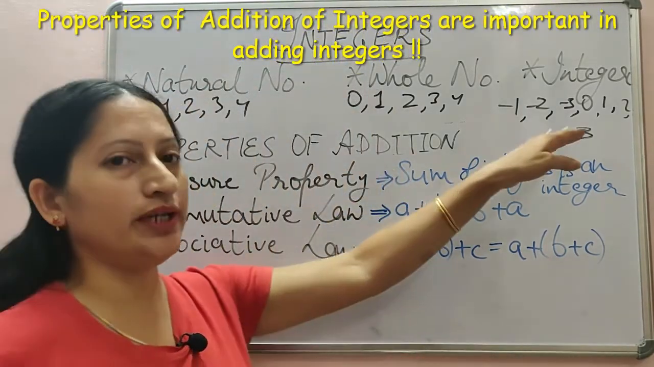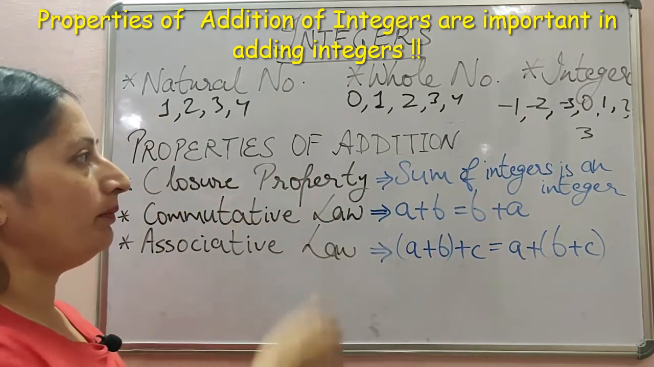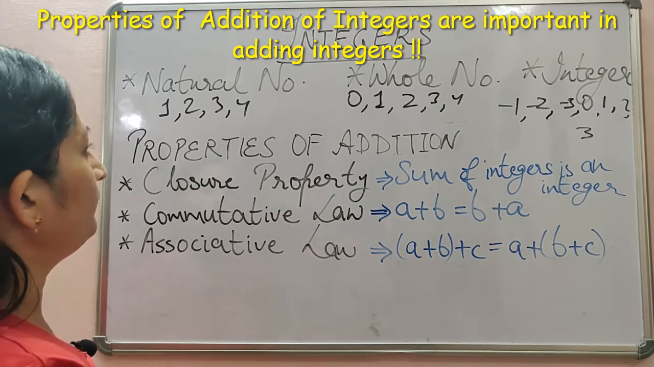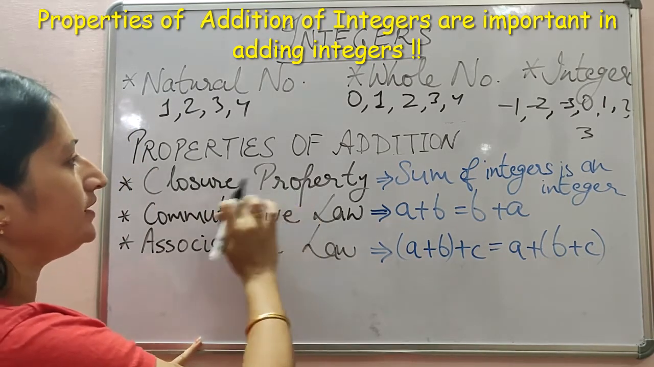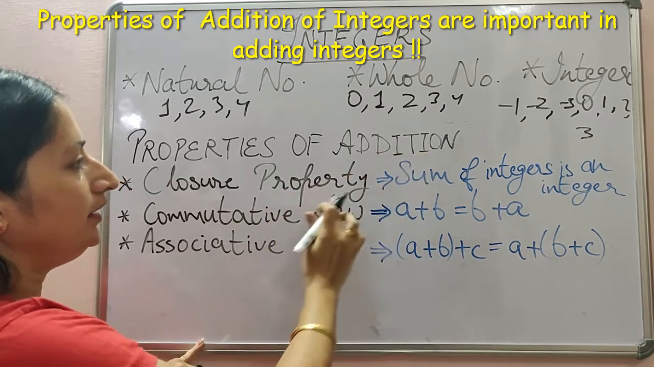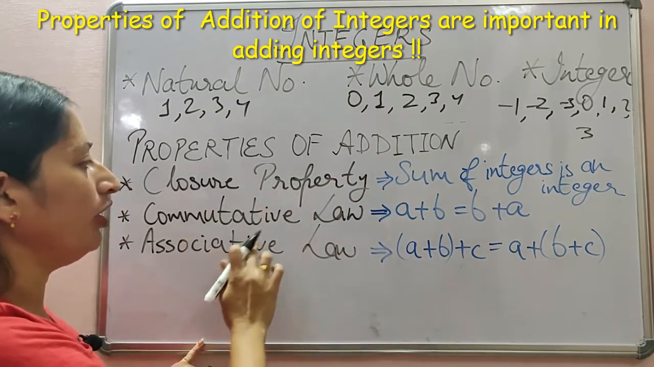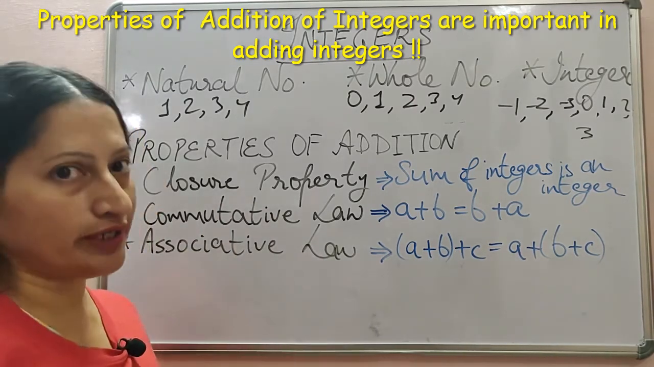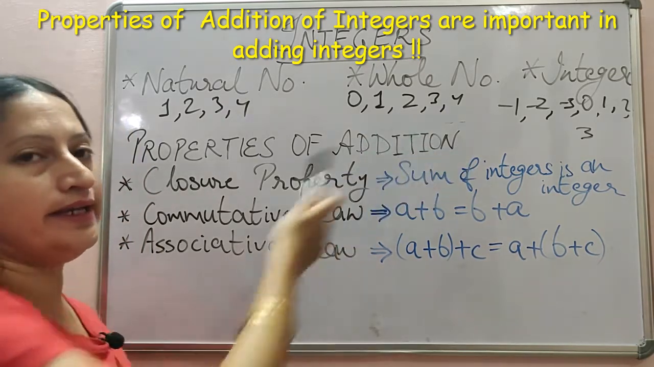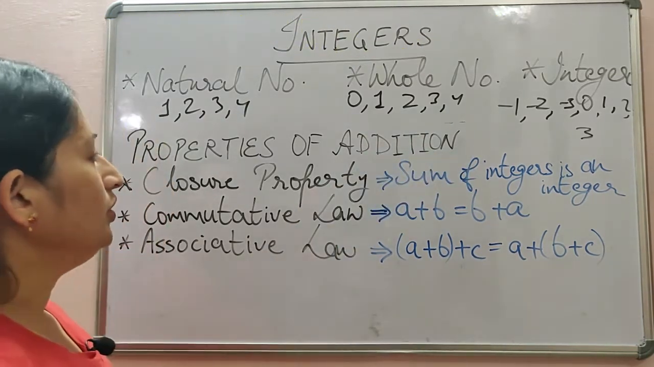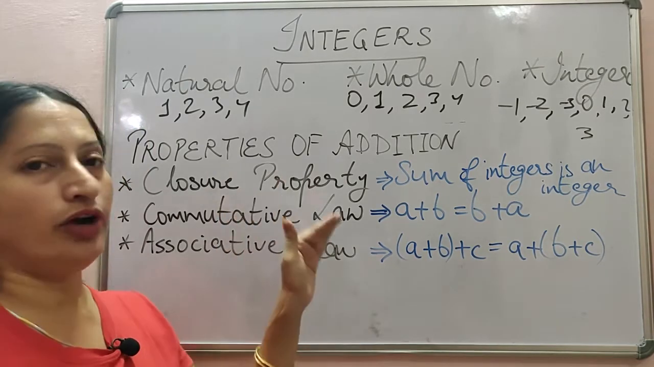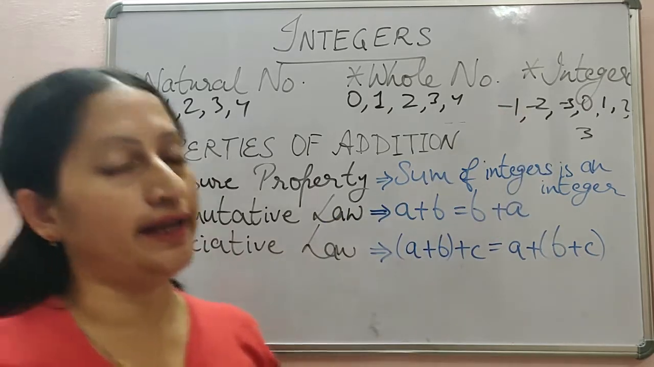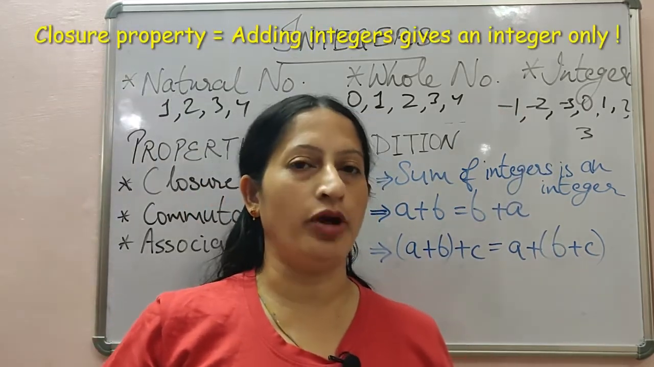So if you have understood integers, let's go to the properties of addition of the integers. There are different properties: closure property, commutative law and associative law. These three I am going to explain to you here related to addition of the integers. In closure property, the sum of integers is always an integer.